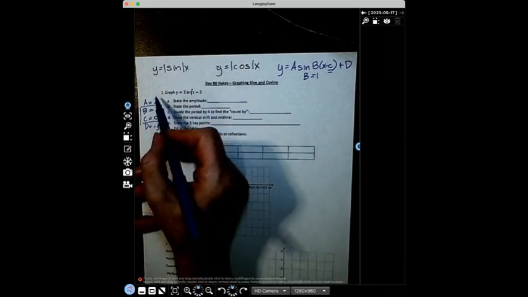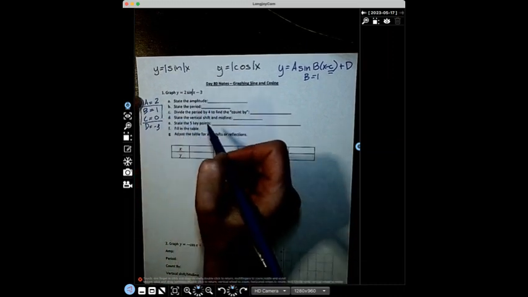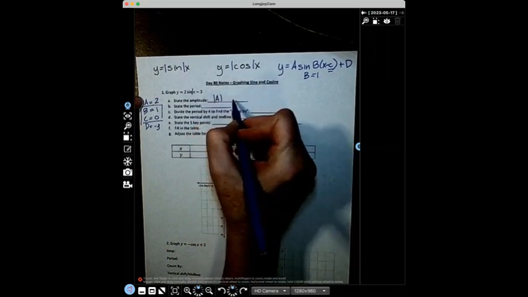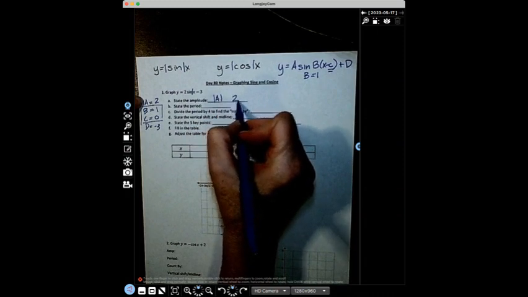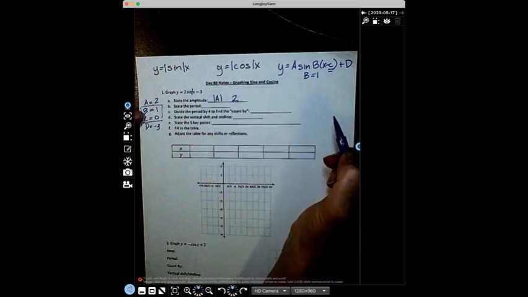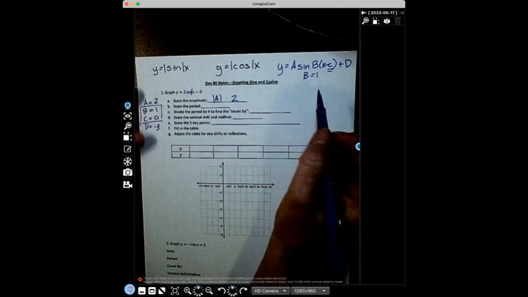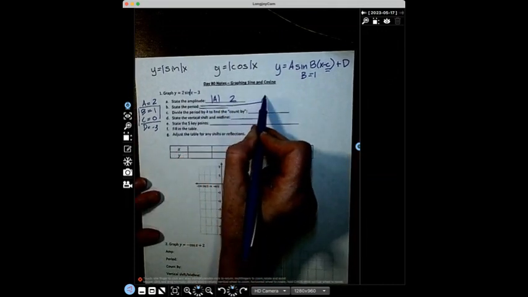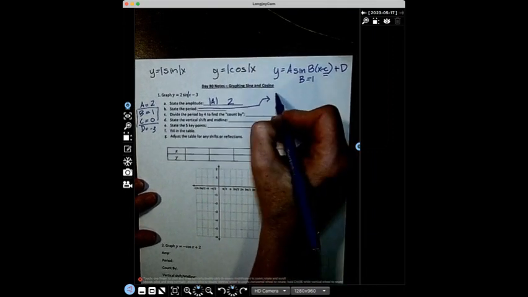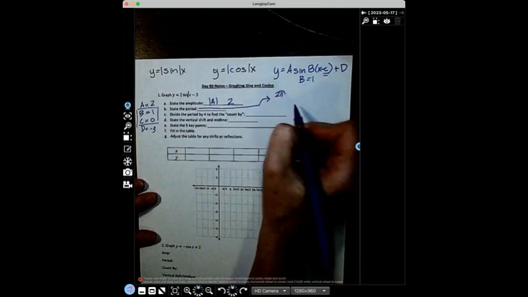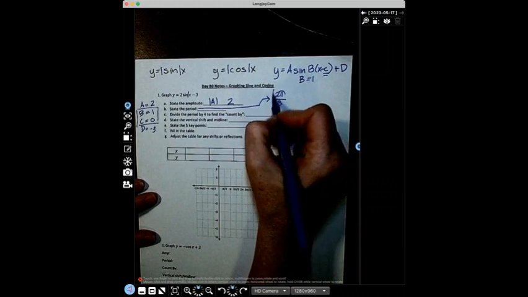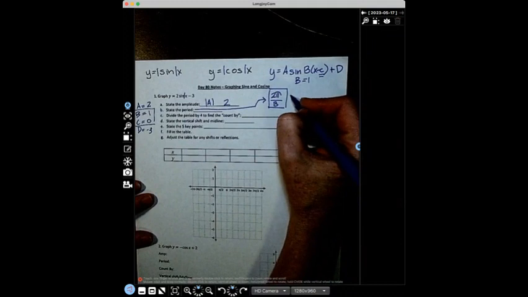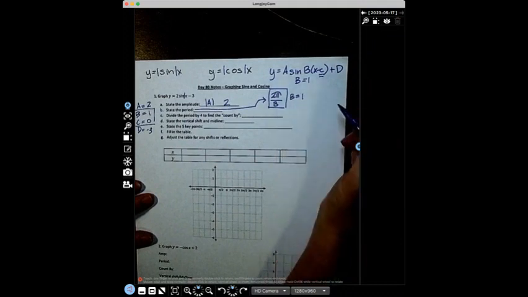So first thing we do is state the amplitude. If A is 2, then the amplitude is the absolute value of A, right? So in this case, the absolute value of 2 is 2. Next, we state the period. Now, the period as a definition, I'm going to put it up here, is the formula 2 pi divided by B. So that is the period. And what we've said is that this year, we're only going to deal with B equals 1.